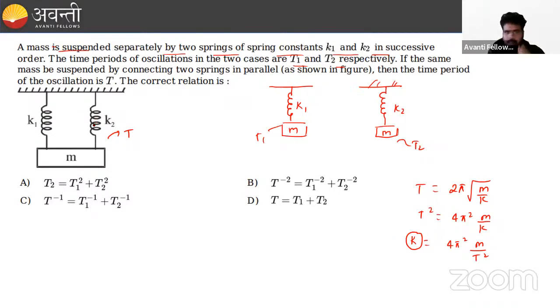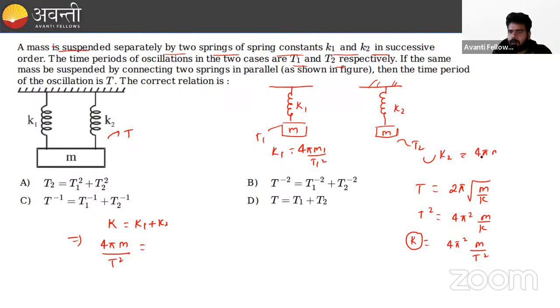We know that, guys, 4 pi square m is constant here, and this is the k of the system. These two springs are connected in parallel, and when two springs are connected in parallel, k is nothing but k1 plus k2. So this can be written as 4 pi square m upon T square, the mass being the same here. What is the value of K1 here? K1 can be written as 4 pi square m upon T1 square. What is the value of K2 here? 4 pi square m upon T2 square. Put the values here: 4 pi square m upon T1 square plus 4 pi square m upon T2 square.